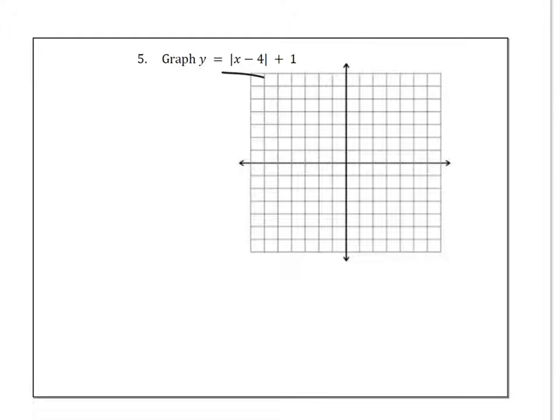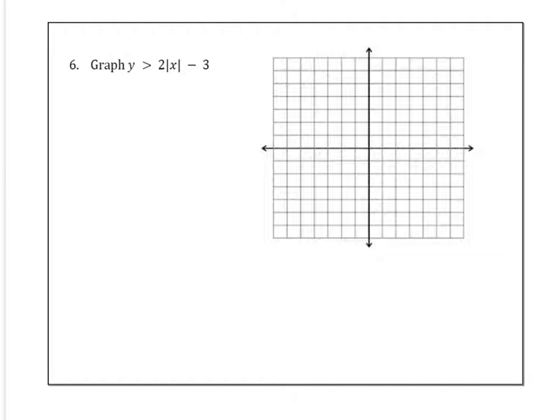So graph |x minus 4| plus 1. So that's going to be actually right 4 and up 1. So that's going to start right here. Perfect V this way. Perfect V this way. All right, hopefully your line's a little bit straighter than mine. It's hard drawing on this thing sometimes.